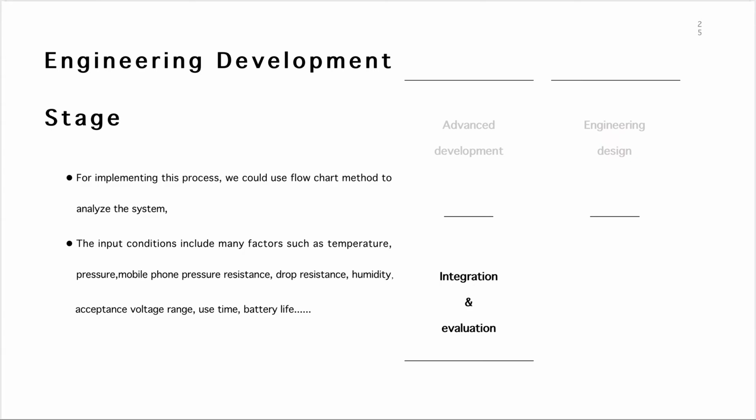And the last stage is integration and evaluation. For implementing this process, we could use the flowchart method to analyze the system. The flowchart method means that we go through the total stages of how the production works, and we will make many input conditions, including many factors. As for the smartphone, the factors are such as temperature, pressure, pressure resistance, drop resistance, humidity, and also the performance of the phone itself is very important, such as the acceptance, voltage range, the use time, and battery life, and so on.